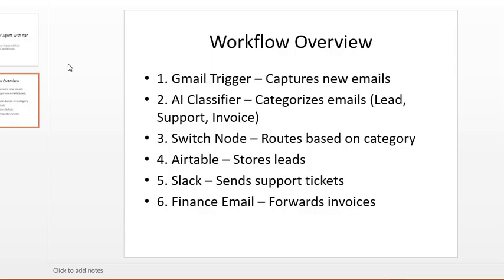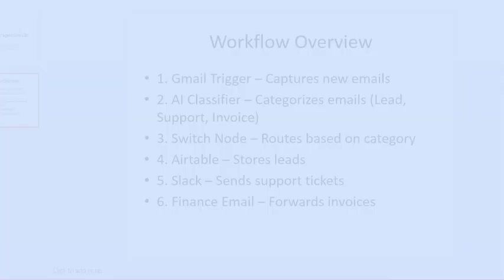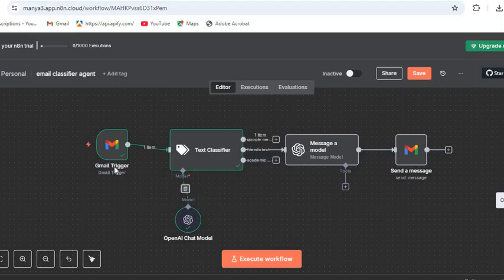Slack sends support tickets and even sends email to the team, or you can use Outlook, depending on whatever channel you use to send the details to your team. Then a finance email forwards invoices and also updates the paying system or updates the track or order table. Right away, let's jump into N8N and check out the workflow.